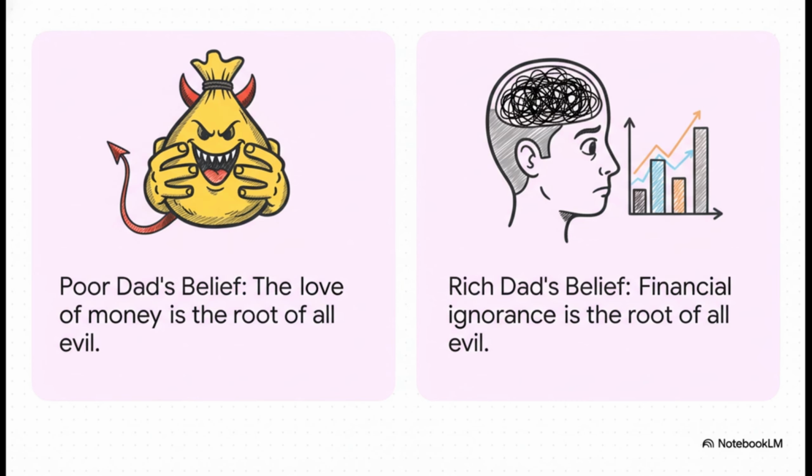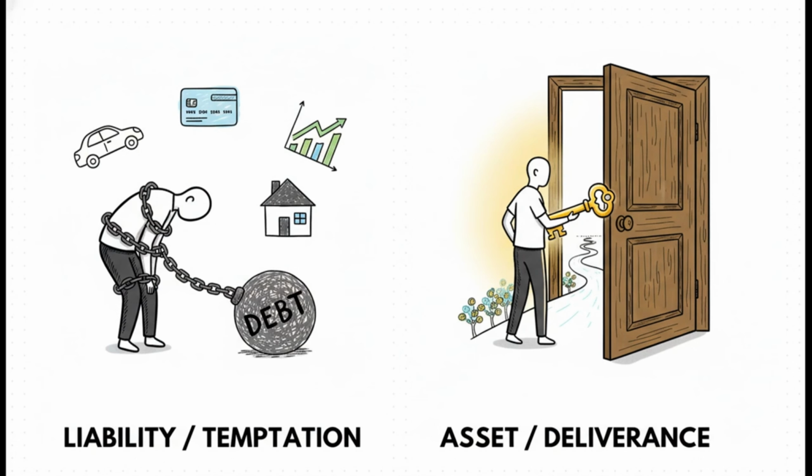I mean, they were both spiritual guys, but they took the exact same famous saying and came to totally opposite conclusions. For Poor Dad, the love of money felt wrong, like it was inherently evil. For Rich Dad, the real evil wasn't money itself, but the ignorance surrounding money. Rich Dad even used prayer to teach financial lessons.